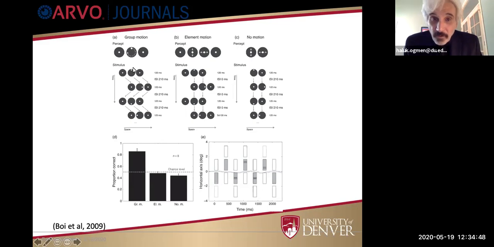The retinotopic hypothesis predicts that group motion should also be at chance. The non-retinotopic grouping-based hypothesis predicts that this should be significantly above chance. That's in fact what we found. So these experiments generalize non-retinotopic reference frames from shape boundary computation to motion computation.